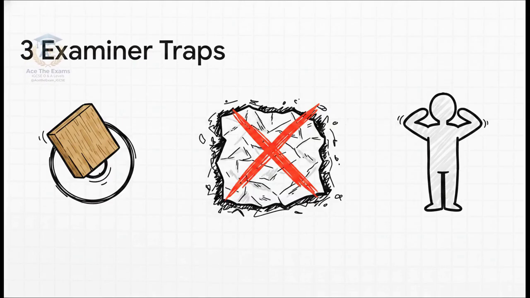Trap number 2, ignoring format and presentation. In their rush, they forgot to include the narrative in a general journal entry. Boom, method marks instantly gone. And trap number 3, perhaps the most common, providing generic, non-specific answers. In their evaluation, they wrote, "A cash book records money." Guys, that is a 0-mark sentence. It tells the examiner nothing.